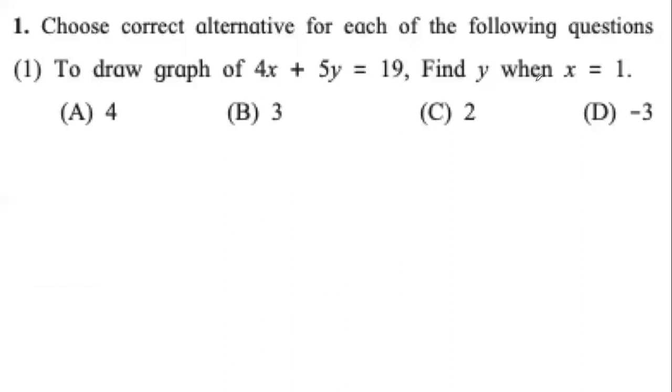It says to draw the graph. It doesn't say draw the graph. So don't get confused with the question. We don't need to draw the graph. It says to draw the graph of what? Of this equation 4x plus 5y equals to 19, which is clearly a linear equation because power of x is 1, power of y is 1.